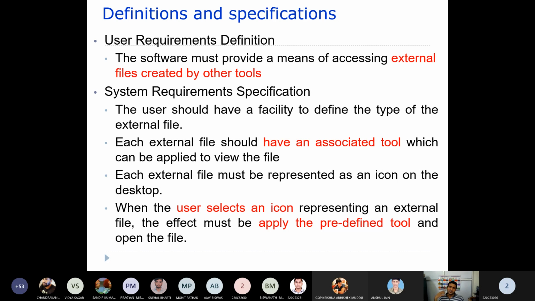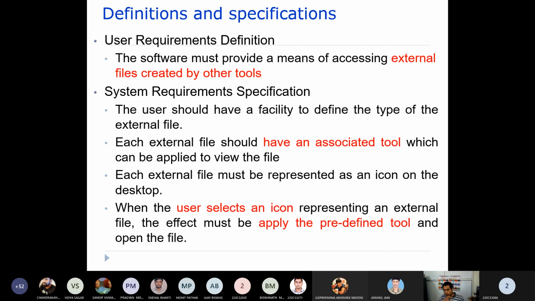Let's say certain other tools create some files. Maybe you can think of it this way: there is Acrobat Reader, through which you can create a PDF file; Microsoft Office, through which you create a doc file; and word processing software or Notepad, through which you can generate a txt file. Now they are the different tools, right? So Acrobat Reader, Microsoft Office, and Notepad are different tools, and they can generate certain types of files.